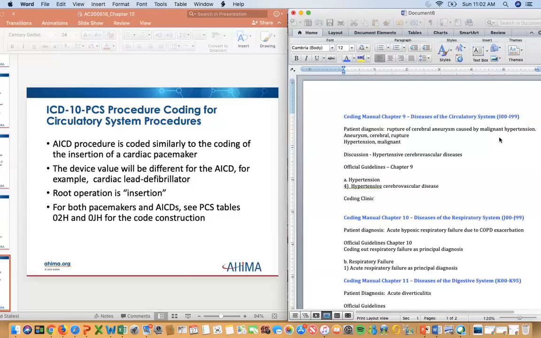So, quick overview of what we just did. We have a rupture of a cerebral aneurysm caused by malignant hypertension. I looked at aneurysm, cerebral rupture, and it took me to aneurysm, brain, which in turn ruptured says to see hemorrhage because it had ruptured, and it goes to intracranial, subarachnoid. We find those terms in our index, and we arrive at code 160.7.